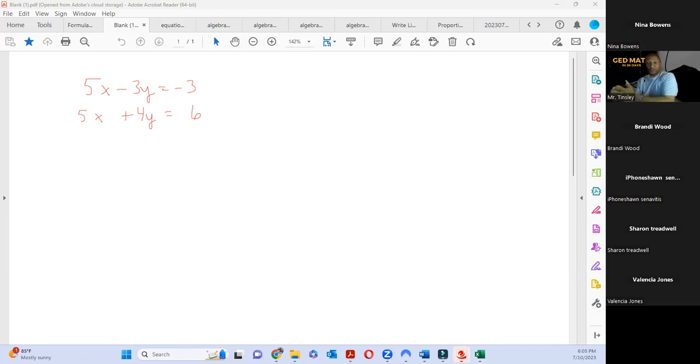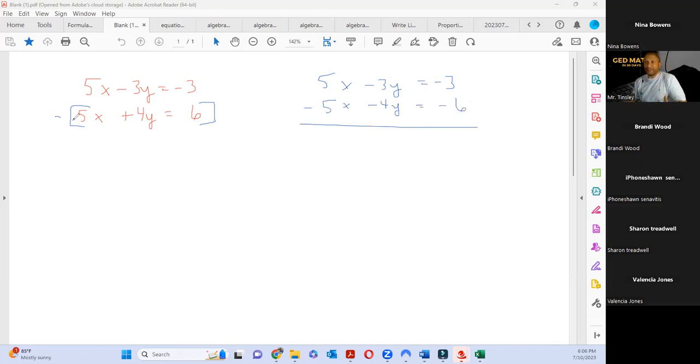But for all intents and purposes, this is all you're going to have to do. When you say eliminate, you have to get rid of one of the variables. When I look at this, I see 5x and 5x. So right away, I would say the opposite of 5x is minus 5x. So I'm going to multiply the second equation by a negative. That changes the sign of everything in that second equation. The first equation is going to pop over, not changing at all. Then I'm going to have minus 5x minus 4y equals minus 6.